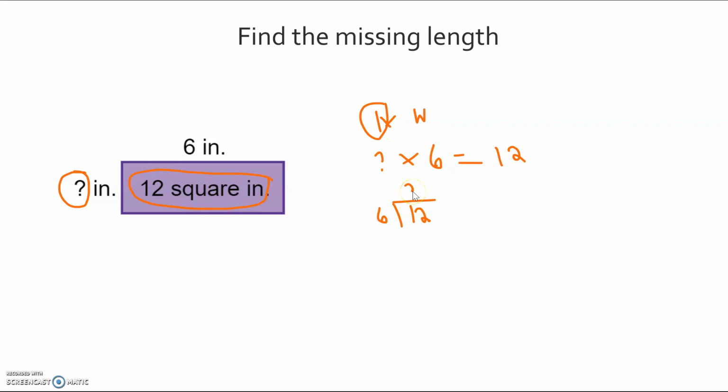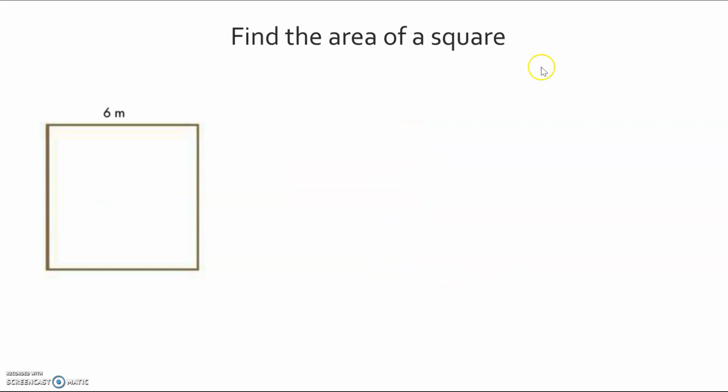So it doesn't matter which one you choose to do to find a missing length. I'm going to choose what number times 6 is equal to 12. And I know my 6 times table, 6 times 1 equals 6, 6 times 2 equals 12. So the missing number would be 2. So 2 times 6 equals 12. So my missing inches would be 2 inches. And the answer to this question would be 2 inches.